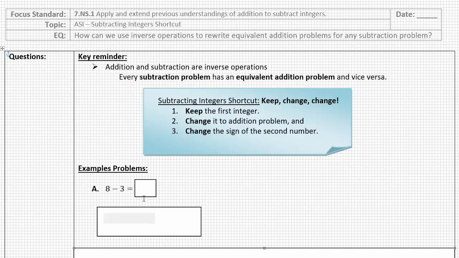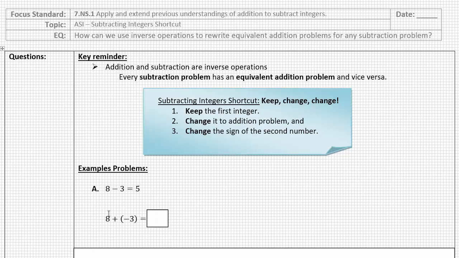So in our first example here, we have 8 subtract 3. Now I start with this because this is a problem that you learn to do in elementary school. However, sometimes when we start working with integers, we kind of forget or are unsure of what we already knew. So most of us are going to know that if I take 8 and I subtract 3, I'm going to land at 5, right? Let's take a look at what it would be like to apply the shortcut.